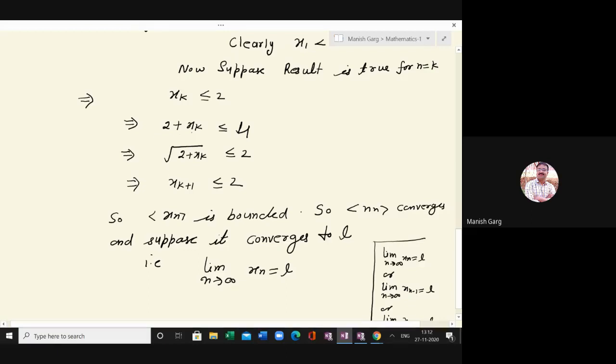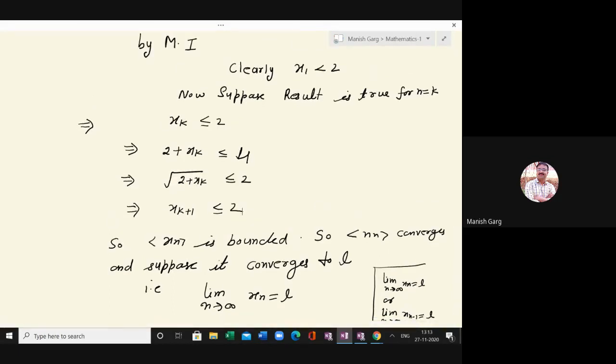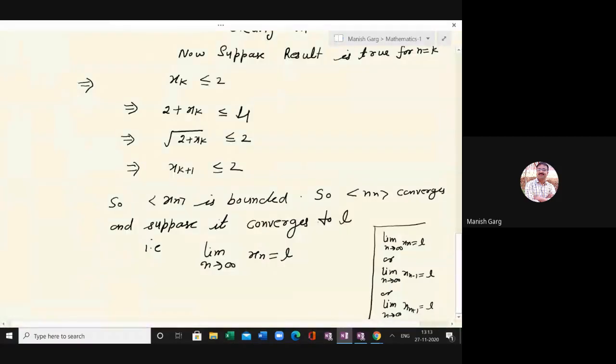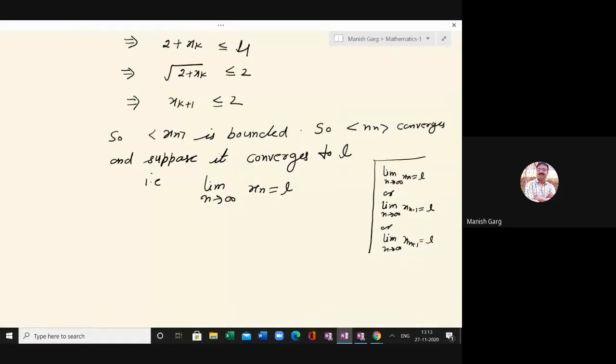So add 2, 2 plus xk is less than or equal to 4. Take the square root, this is 2. There cannot be a negative, because all terms are positive. xk plus 1 is less than or equal to 2. So by mathematical induction, you can say this holds. So finally, xk is upper bounded by 2, and it is greater than or equal to 0. So you can say the sequence xn is bounded. So you have a bounded sequence which is increasing. So you can say it converges. Suppose it converges to L.